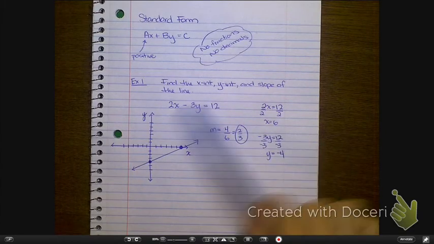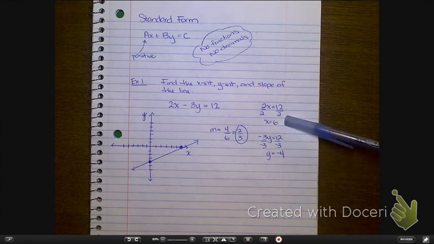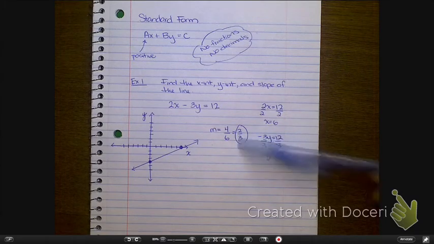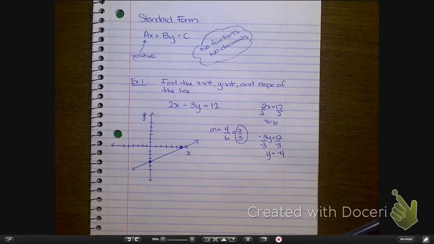So I've done all the parts now. I found the x-intercept, found the y-intercept, found the slope, right? Now remember, I told you there's another way to find the slope without graphing. Okay, so I'm going to show you that second option, all right?